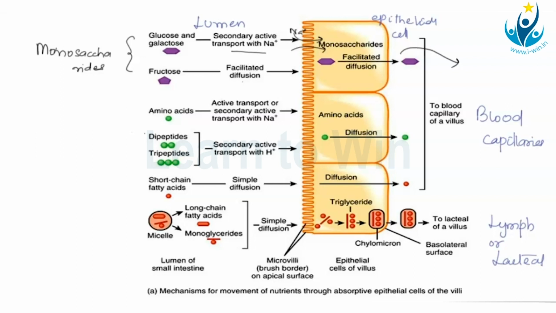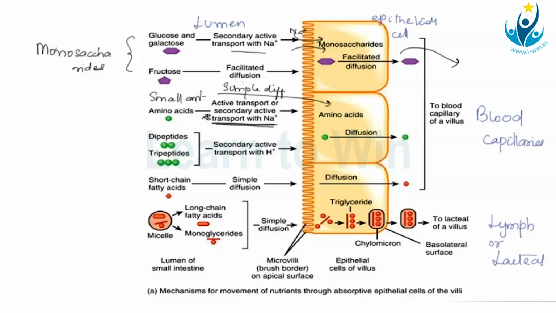With respect to amino acids, they either move by active transport or by secondary transport. Normally, if you have a very small amount of amino acids, they can enter into the epithelial cell via simple diffusion, that is, along the concentration difference, right? But if the number of amino acids is more, they will take the help of co-transport with sodium, just like glucose is taking.